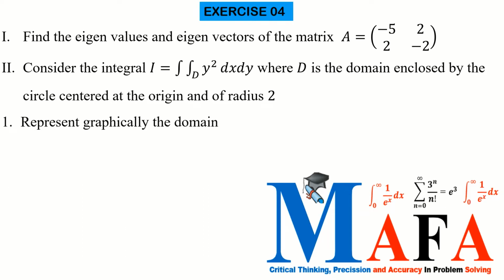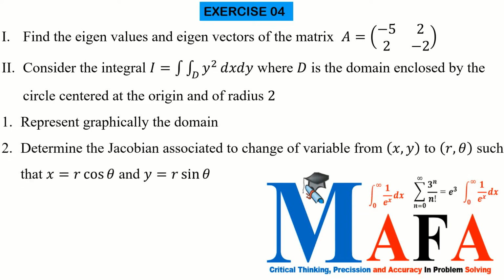The first task for the second part is to represent the domain graphically. The second is to determine the Jacobian associated to the change of variable from the xy plane to the r theta plane, such that x is equal to r cos theta and y is equal to r sin theta. And thirdly, evaluate I, the original integral, using that change of variable from the second part.